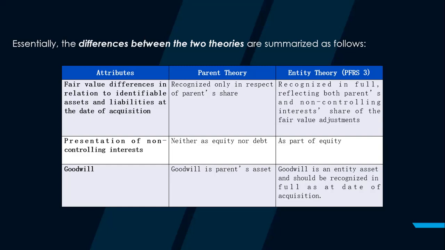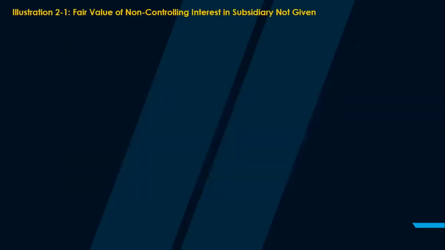Next, presentation of non-controlling interest: parent theory, neither as equity nor debt, and entity theory, as part of equity. Goodwill. Under the parent theory, goodwill is parent's asset. Under the entity theory, goodwill is an entity asset and should be recognized in full as at the date of acquisition.